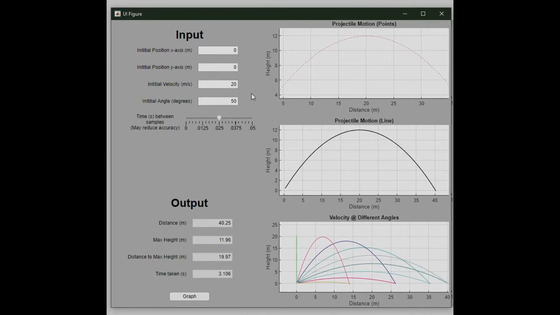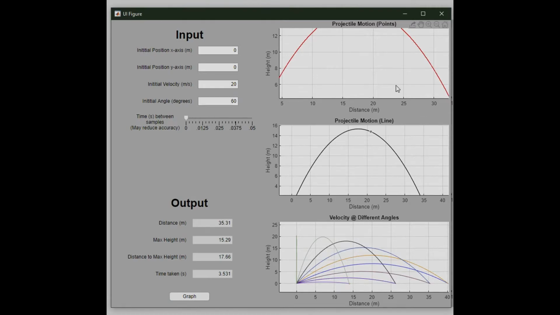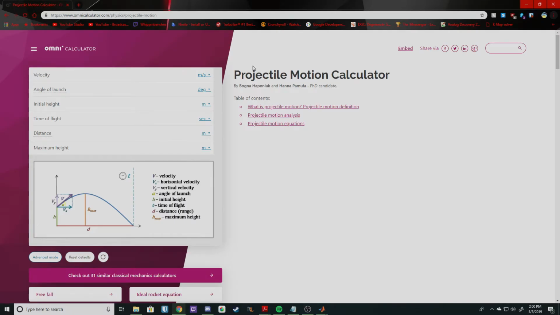The coolest part about the projectile motion points, in my opinion, is that as you change the timing samples, you can actually see yourself get more dots and more accuracy along your line, until at almost 0 you have a solid line. If you look down below, the output will update every time you press the graph button and change in real time, giving you your numbers. Check the accuracy of my application.